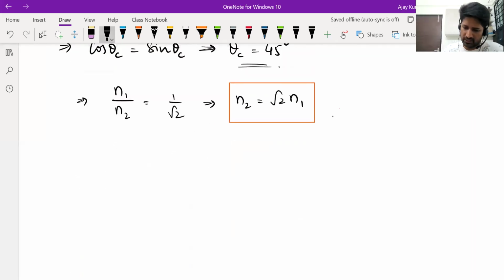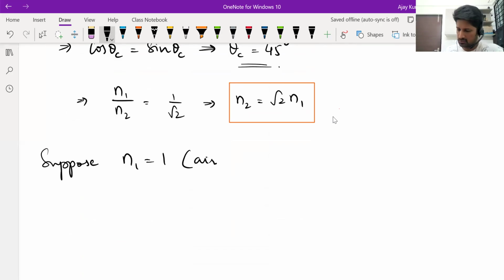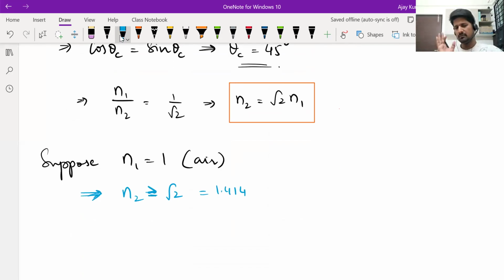So suppose the outside medium is air. Suppose N1 is 1, meaning outside the optical fiber is air. Then N2 should be root 2, 1.414 approximately, or greater than or equal to root 2. If you take a material with that much refractive index, it will behave as a perfect optical fiber. Clear?